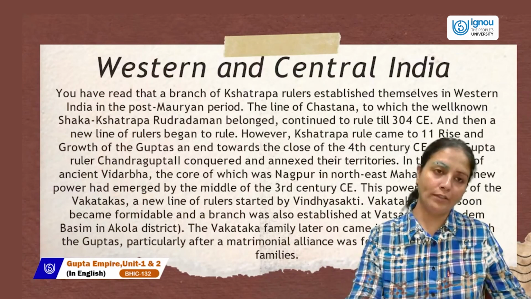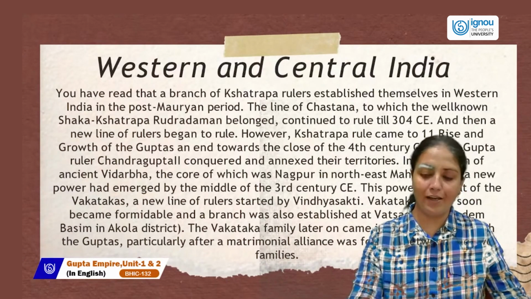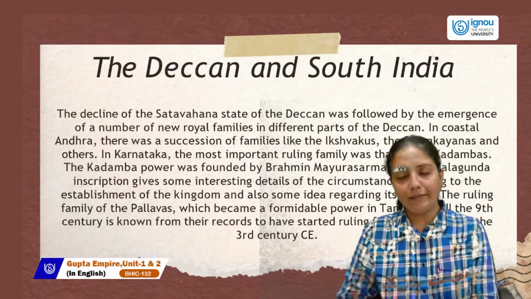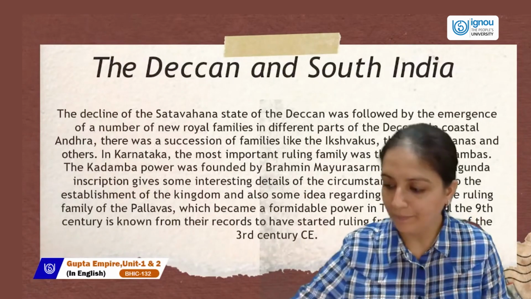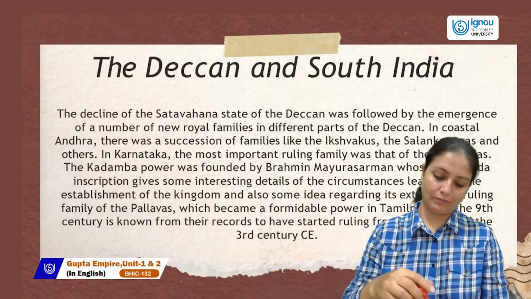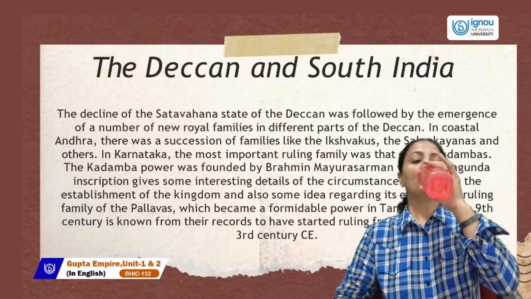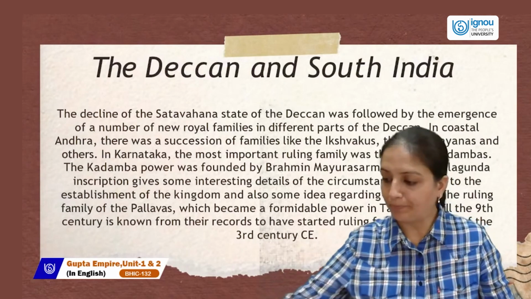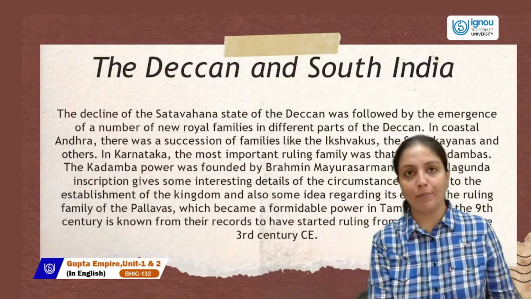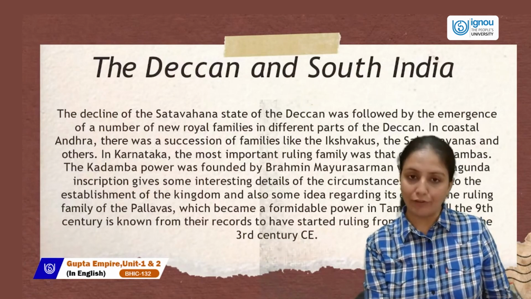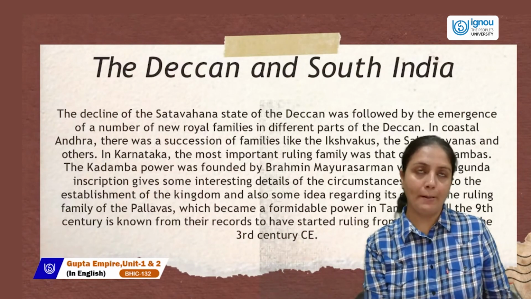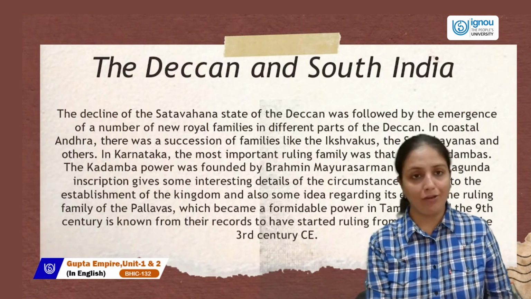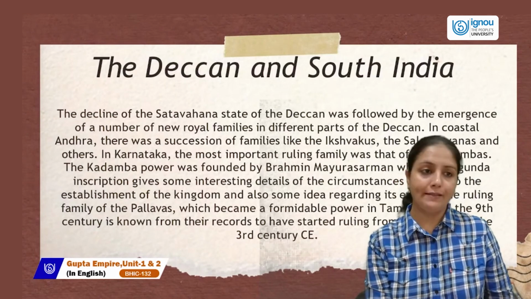We have discussed northern, central, and western India at the time of the Gupta Empire. Now we are discussing the Deccan and South India. We have discussed the Kushana rulers, the Satavahana rulers, and the Gupta rulers in North India and Central India. Now we will discuss the Deccan and South India.